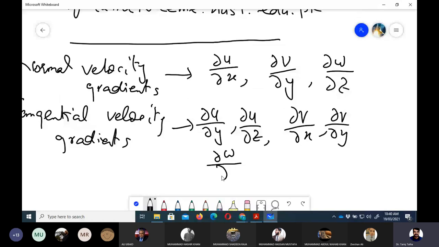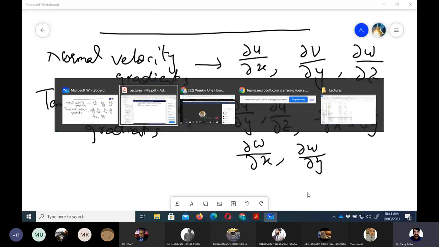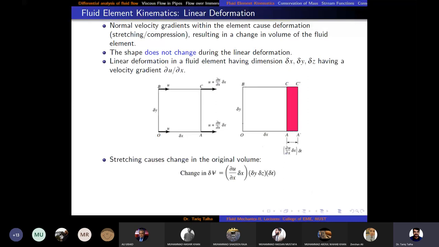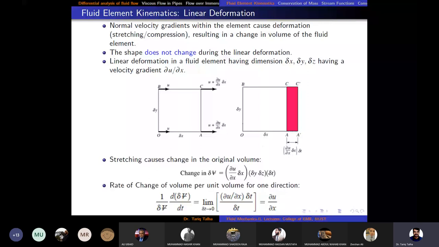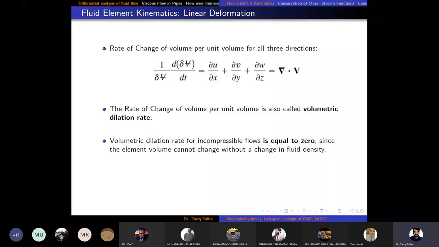So for the linear deformation, the necessary condition is that we need to have normal velocity gradient, and for the rotation and angular deformation, we need to have tangential velocity gradient. So if you remember, in the last class we discussed the volumetric dilation rate, which is the rate of change of volume per unit volume in all three directions. So we noted that volumetric dilation rate is partial u by partial x plus partial v by partial y plus partial w by partial z.